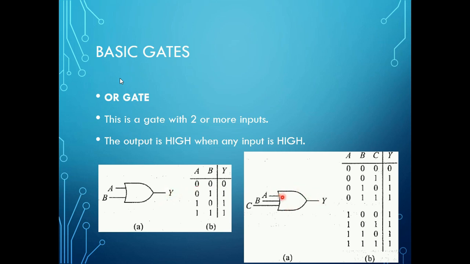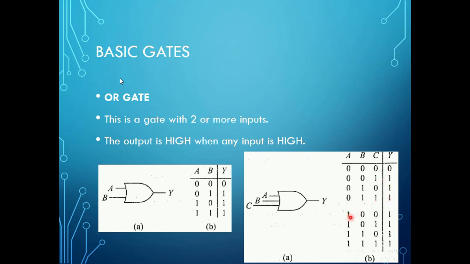Next let us see the 3 input OR gate. A, B, C are the inputs and Y is the output. If A, B and C are all 0, Y output will be 0 because none of the inputs is high. In the rest of the cases, here C is high, in the second case B is high, the next case B and C are high. In these cases some input is high, so you get high output at the output side.